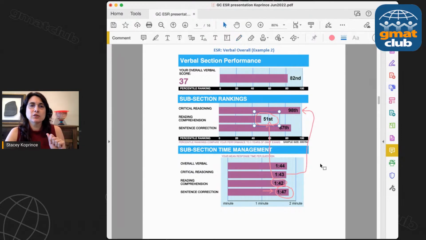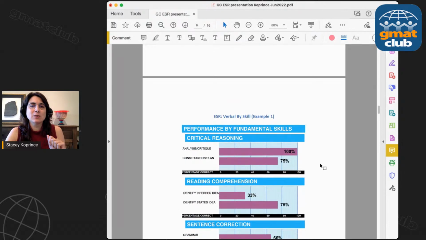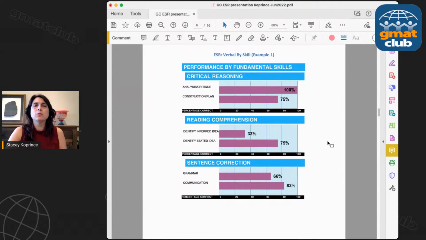So that's the end of our first verbal page. The next verbal page, someone asked a question about this earlier. So here's the next thing we get. We get something called verbal by skill. They take each of the 3 question types and they break them down into 2 groups.